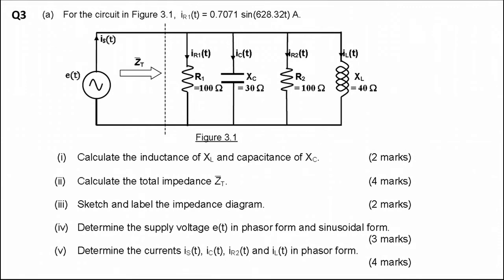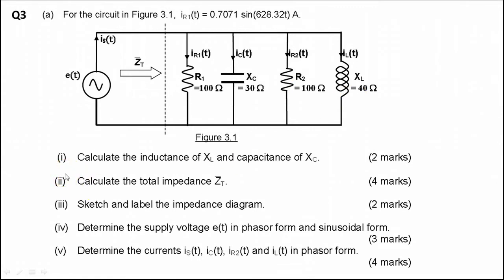This time we'll look at a past year exam paper, February 2014, question 3, part A. The question reads, for the circuit in figure 3.1, IR1, the current flowing through this branch of the circuit, is given as 0.7071 sine of 628.32 t ampere. And the other three branches are shown as follows.